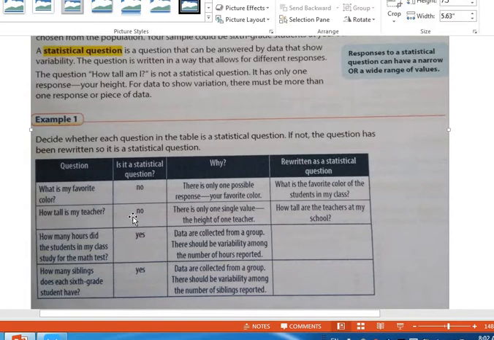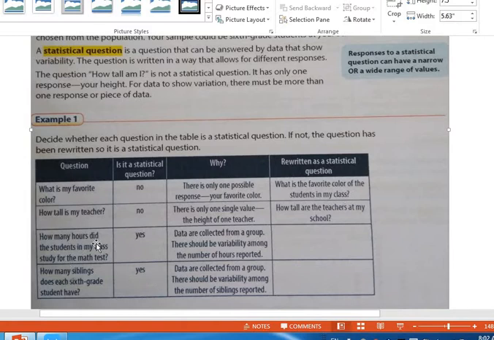How tall is my teacher? Of course not. There is only one single value, the height of your teacher. How tall are the teachers at my school? This is the right question that gives you a statistical question and statistical answers.